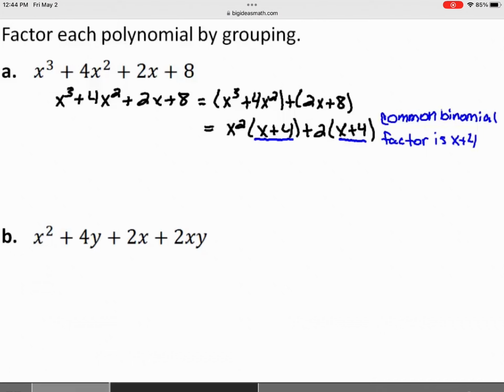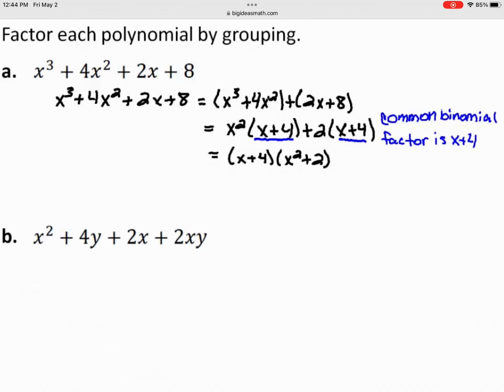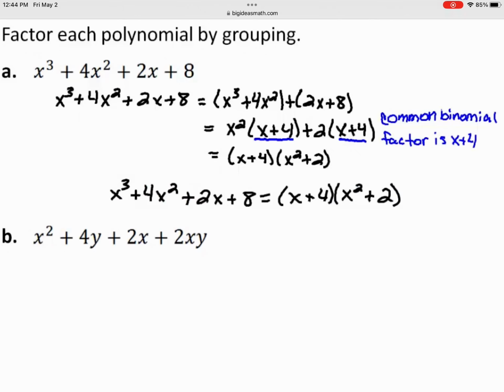Factoring out the quantity x plus 4, you get the quantity x plus 4 times the quantity x squared plus 2. So x cubed plus 4x squared plus 2x plus 8 factors as the quantity x plus 4 times the quantity x squared plus 2.